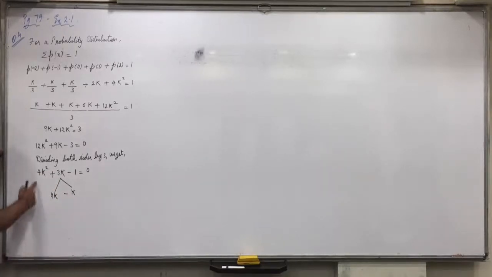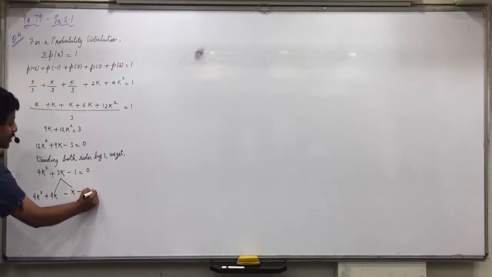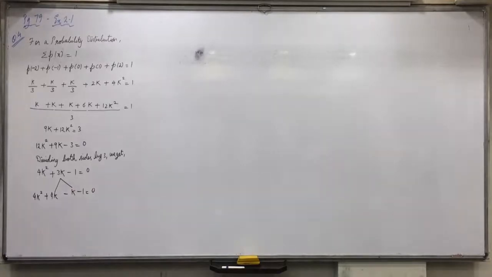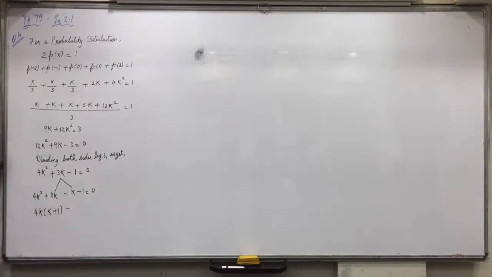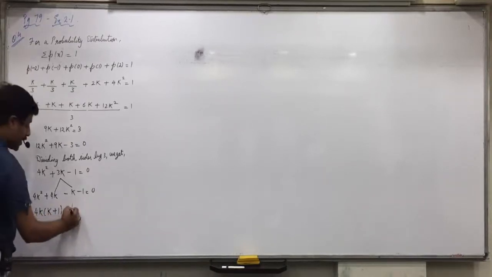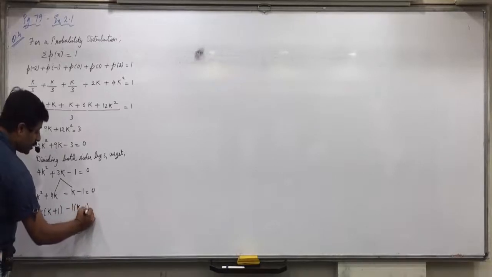Minus 4. So what is the factorization? 4k square plus 4k minus k minus 1 equals to 0. Did you understand this everyone? Okay, 4k minus k is 3k and 4 into minus 1 is the product of first and last number which is minus 4. Now if we take out the common, Amruta, 4k bracket k plus 1, minus 1 bracket k plus 1 equals to 0.